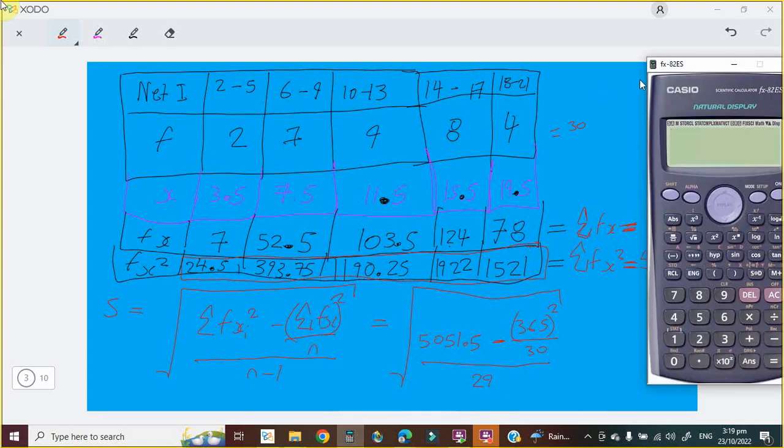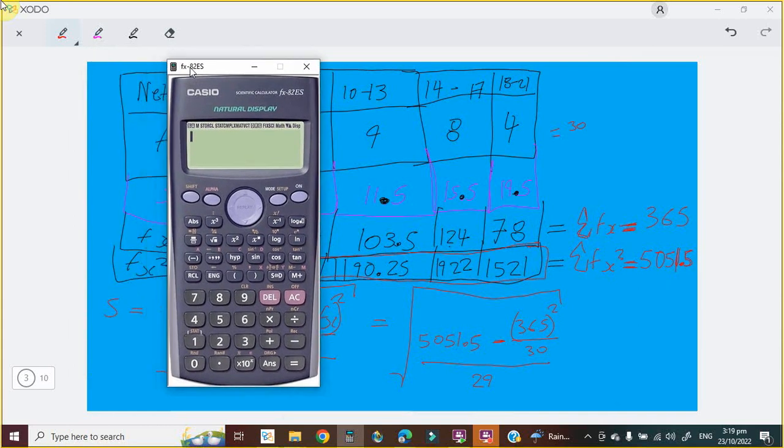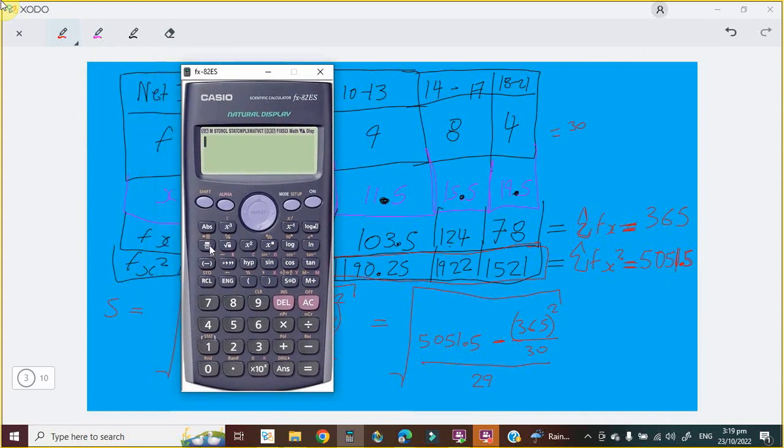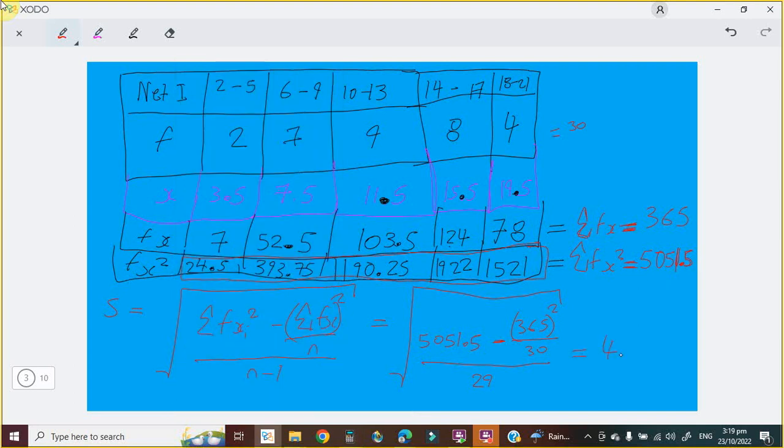Now, I'm recommending that you get one of these calculators, alright? So look at this. With one of these calculators, you can put everything in one time. 5,051.5 minus fraction button. Open the bracket. 365. Close the bracket. Squared over 30. It will divide it by 29. Punch that in the calculator. 4.58 or 4.59. So 4.59, that's the standard deviation.